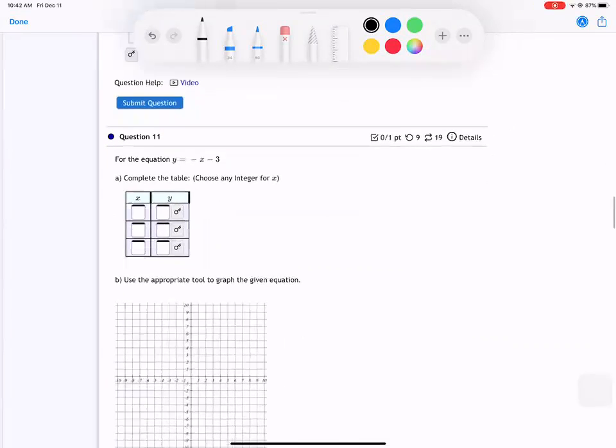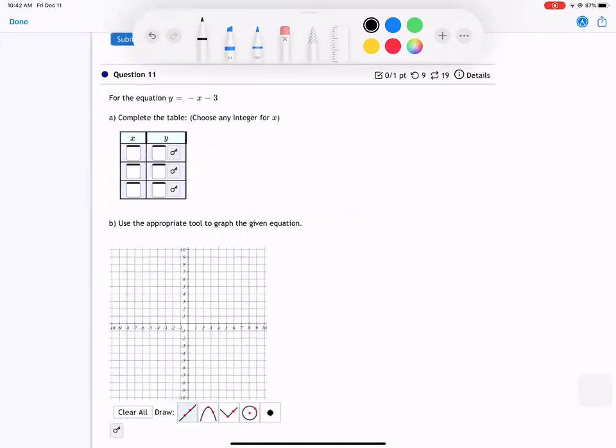All right, so this one here is a little tricky, but it's just creating a table like they asked us to way back at the beginning of the chapter. We're going to pick an x value, pick a y value. It doesn't matter which x value you pick. Pick any value you want. We can pick 0, 1, and 2 if I want.